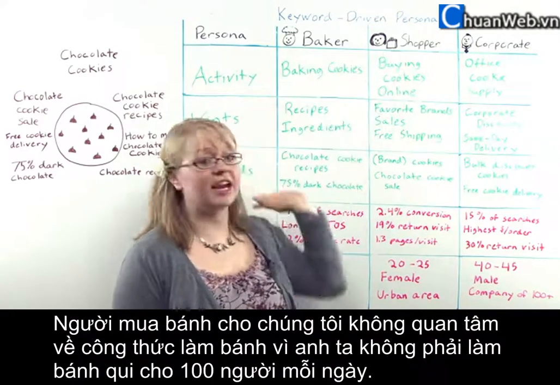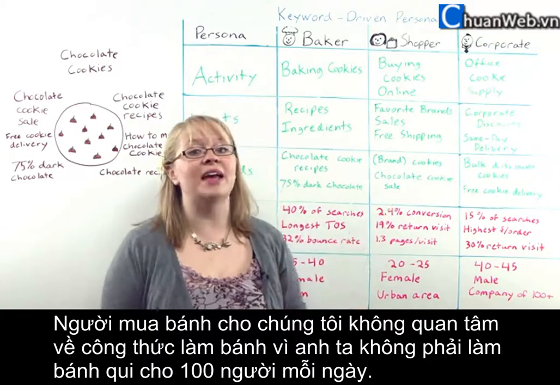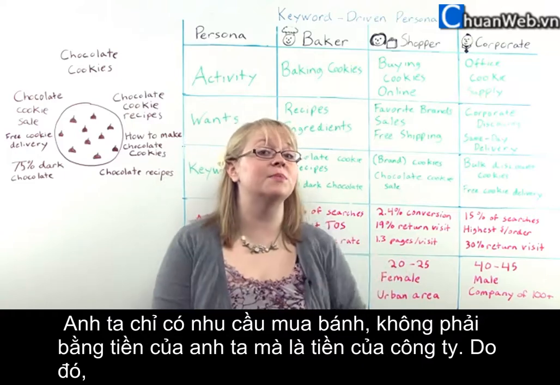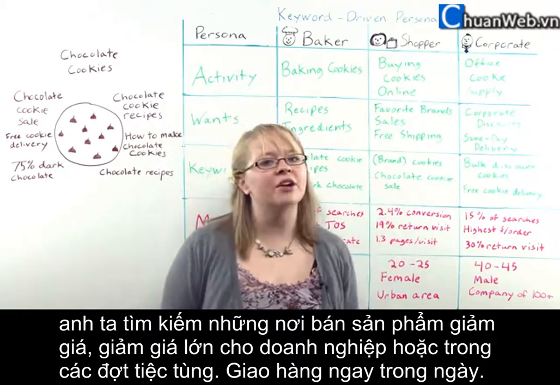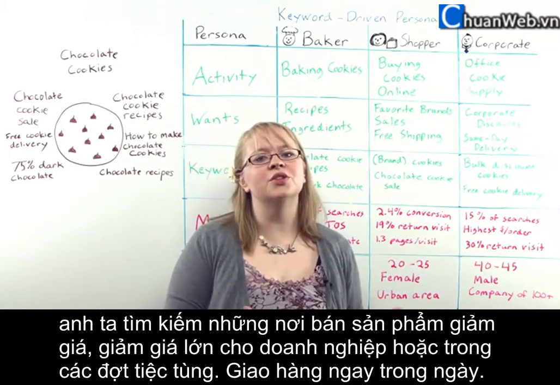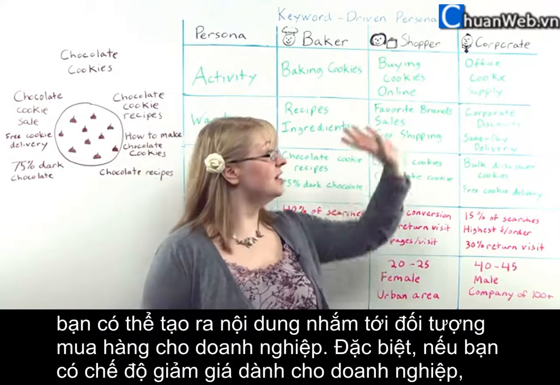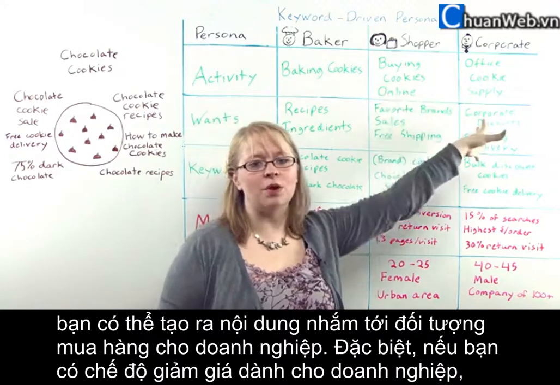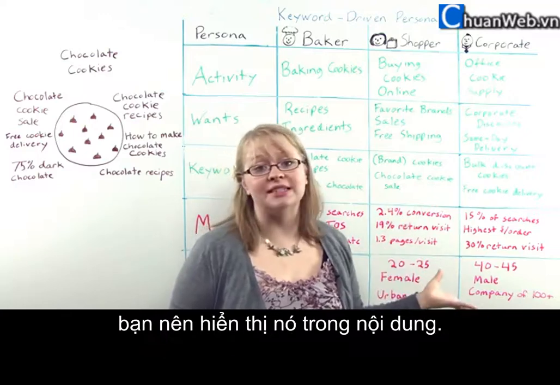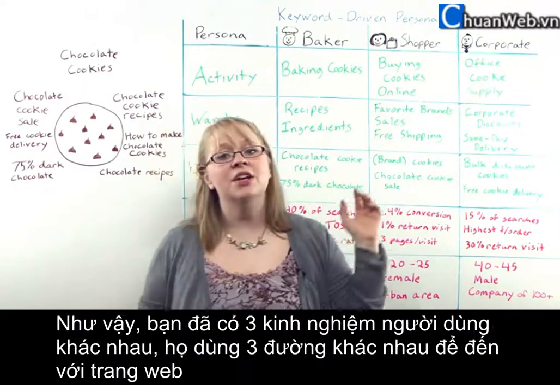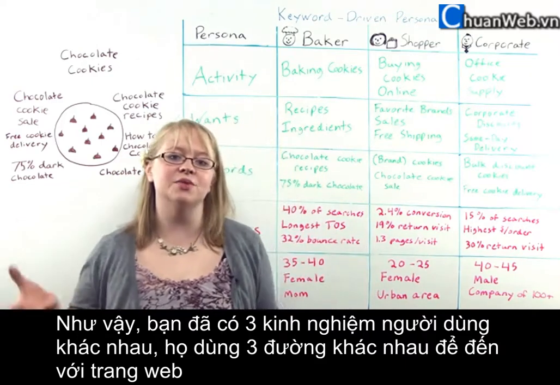So this guy, he doesn't care about recipes at all. He's not going to make cookies every day for 100 people. He wants to buy them, and he's not spending his own money. He's spending the company's money. So he's looking for things like a corporate discount, a bulk discount. Maybe he's catering a party. He needs same-day delivery. These are the things that are really going to be important to this person. So since you know that, you can create content that is solely targeted toward this one buyer. And especially if you have things like a corporate discount, this is the place to really show it off.